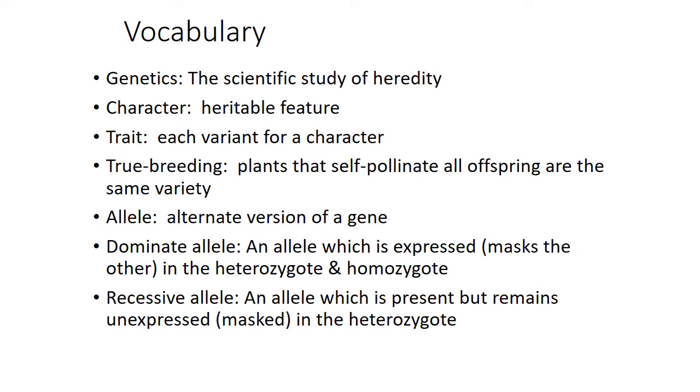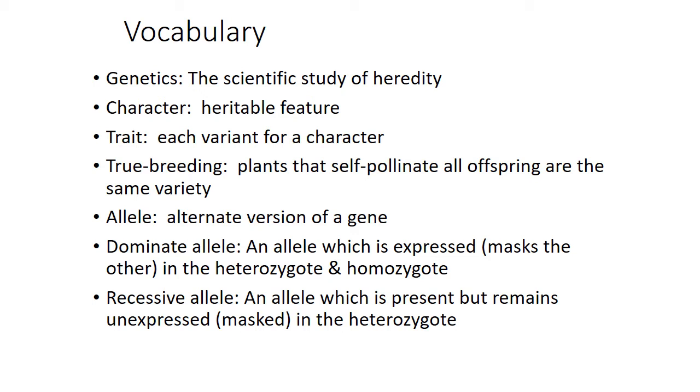On this next couple of slides, you'll see a couple of vocabulary terms. For example, right here you see genetics, which is the scientific study of heredity; character, a heritable feature; a trait, the variant of that character; true breeding, plants that self-pollinate, and all offspring are the same variety; allele, an alternate version of a gene. Okay, this one's really important because you can have one version of the gene or another, and that's the allele. Do you have the A version or do you have the B version?